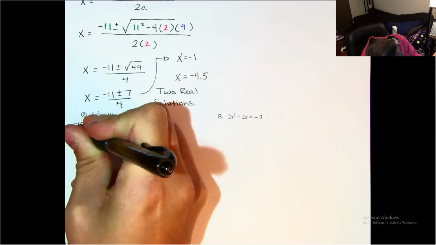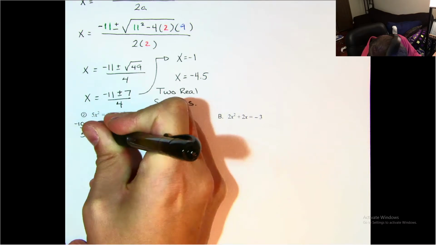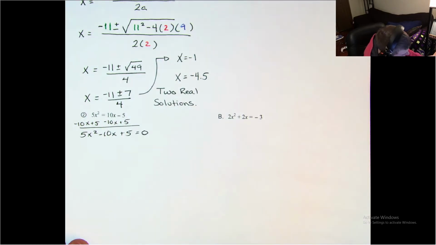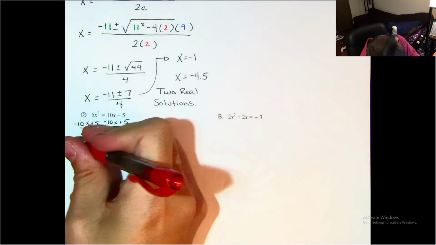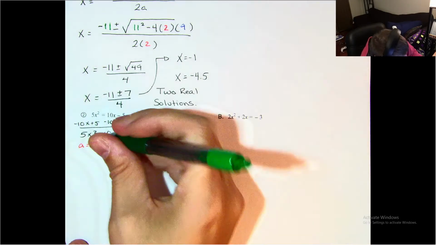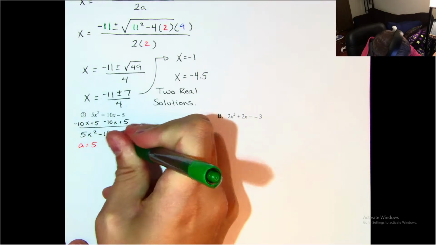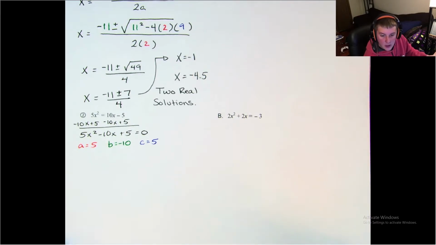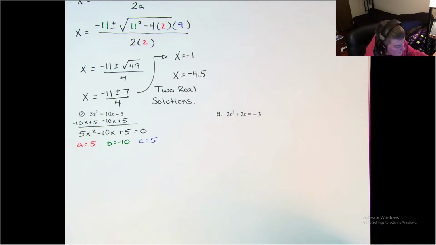So we're going to get 5x squared minus 10x plus 5 is equal to 0. That means my a value here is 5, my b value is negative 10, and my c value here is 5. Okay, so then we can go ahead and use the formula.